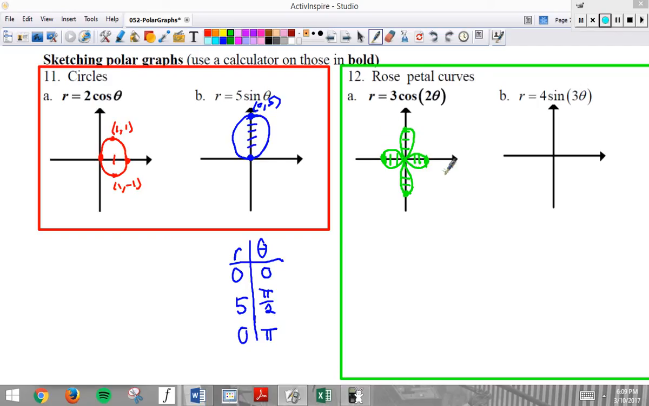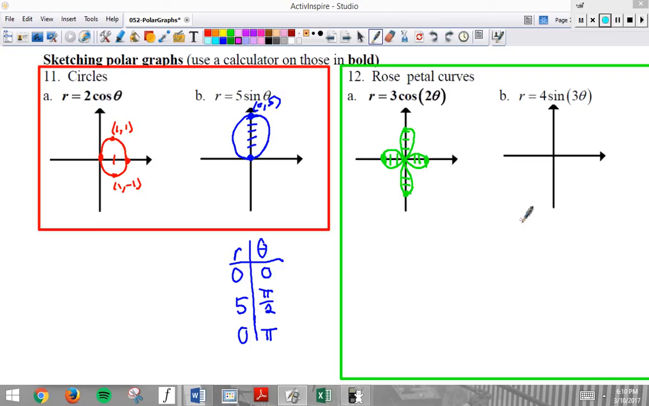So that's a rose petal curve, and I would like to see a notation of it straight away. The 2 theta is kind of controlling how many petals it has. 2, so there's 4. It's 2 times 2. It's going to be confusing. Don't think of rules. Know that the 3 means each petal is 3 long. Okay, without the calculator, not in bold. So, here I go. Let's use pink.